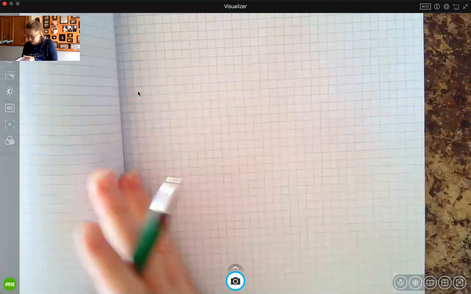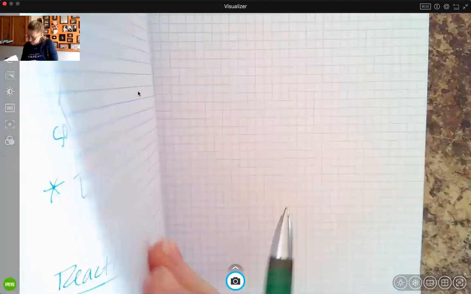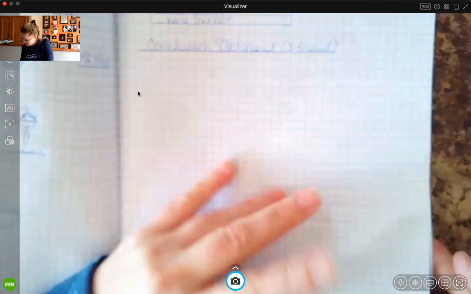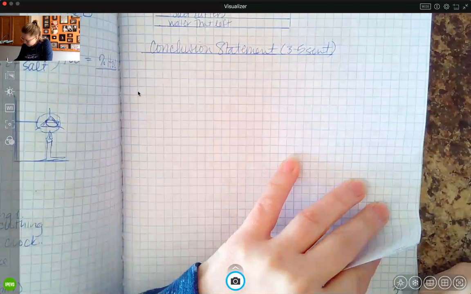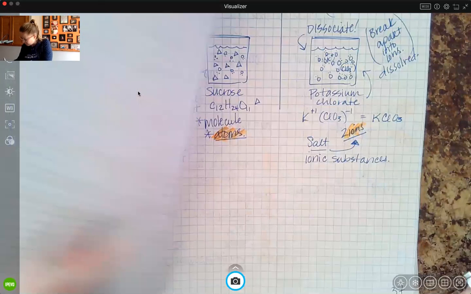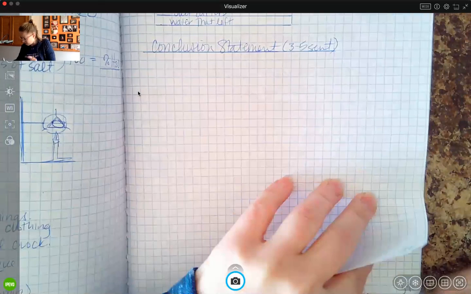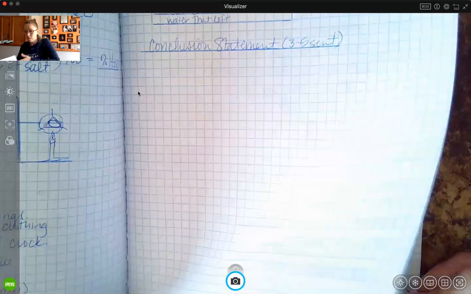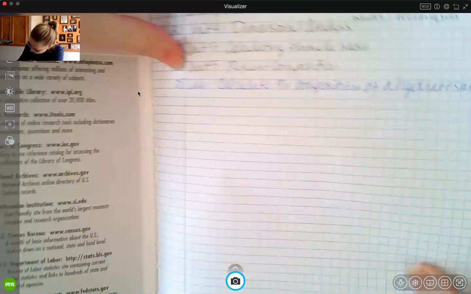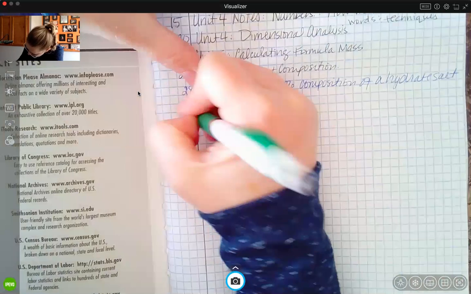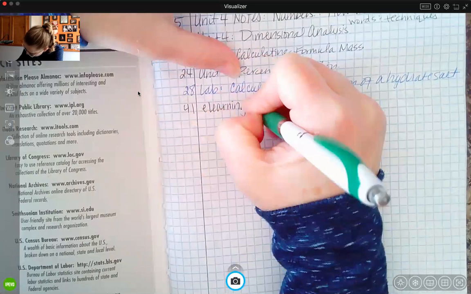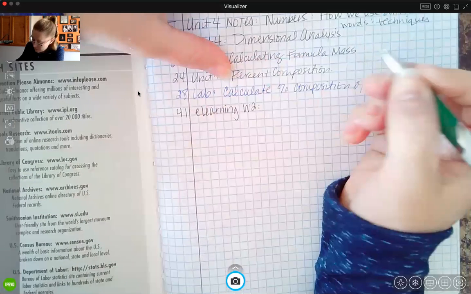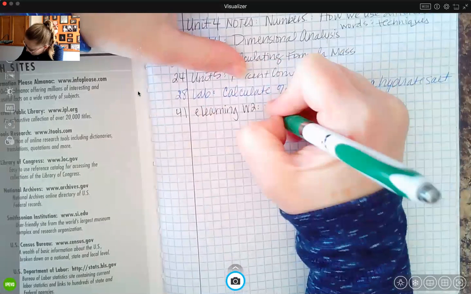Oh gosh, I actually ran out of papers. Here we go. So this is my next blank page. 31, 33, 34, 37, 39, 41. Okay. All right, so I'm on page 41. This is eLearning, week 2, and it's unit 7.